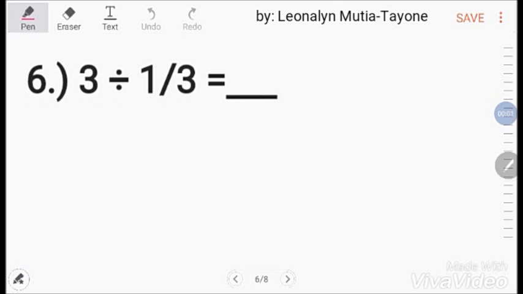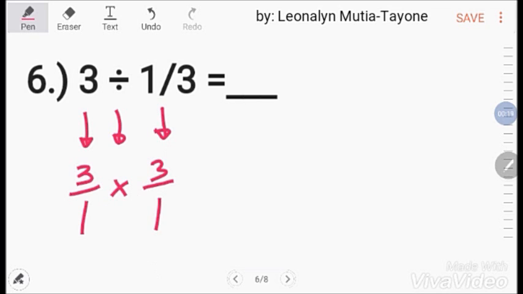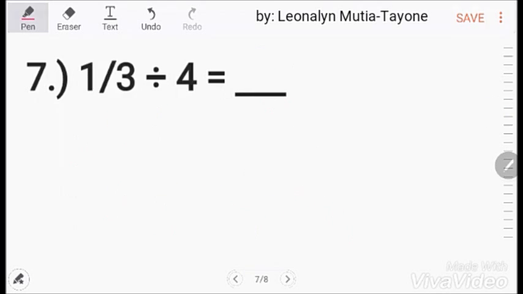Number 6. So, 3 divided by 1/3. Ang 3 whole number yan at lahat ng whole number ay may denominator na 1. So, kopyahin lang natin sa dividend na 3 over 1. Ang division sign maging multiplication at si divisor maging 3 over 1. So, numerator to numerator, 3 times 3, that is 9. Denominator to denominator, and that is 1. So, 9 over 1 is equal to 9. So, the answer number 6, 9.